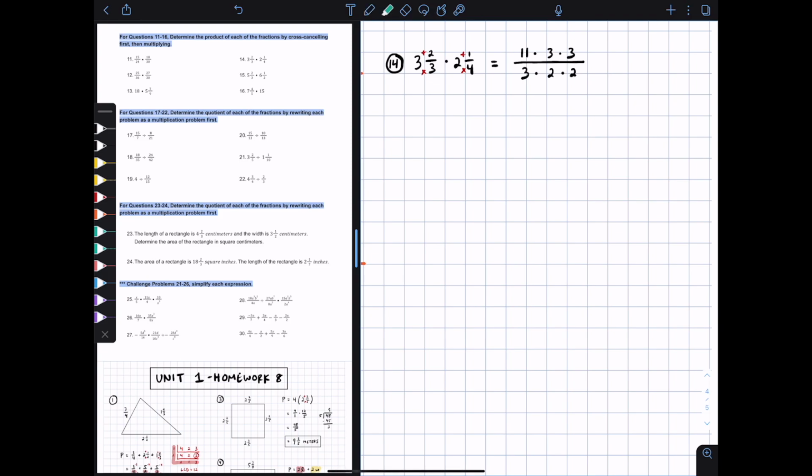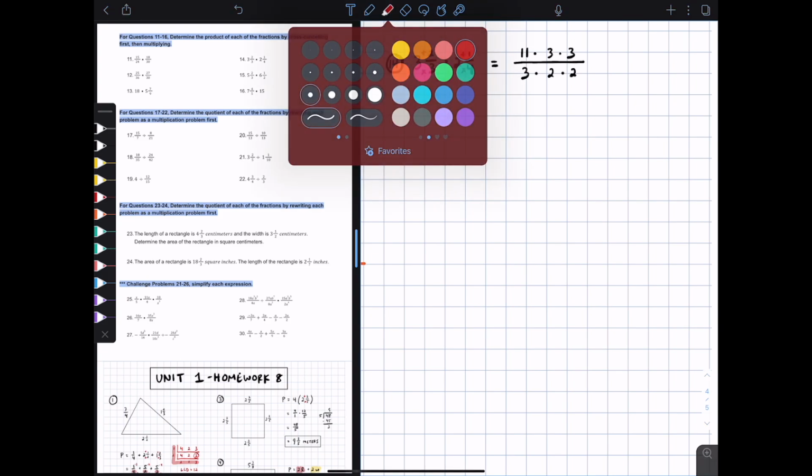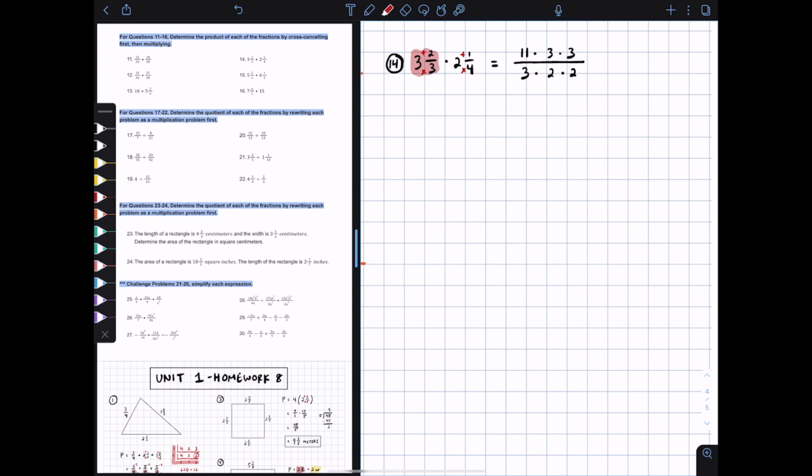Okay, so again, I can label this as the 3 2/3 was the same thing as 11 over 3. And then if we take a look at 2 1/4, that's the same thing as 9 over 4. And that's where that's coming from, okay? Trying to be super clear with that. And we have all our prime numbers. And so this will cross cancel with this. And I think that's it. Not a whole lot going on here.